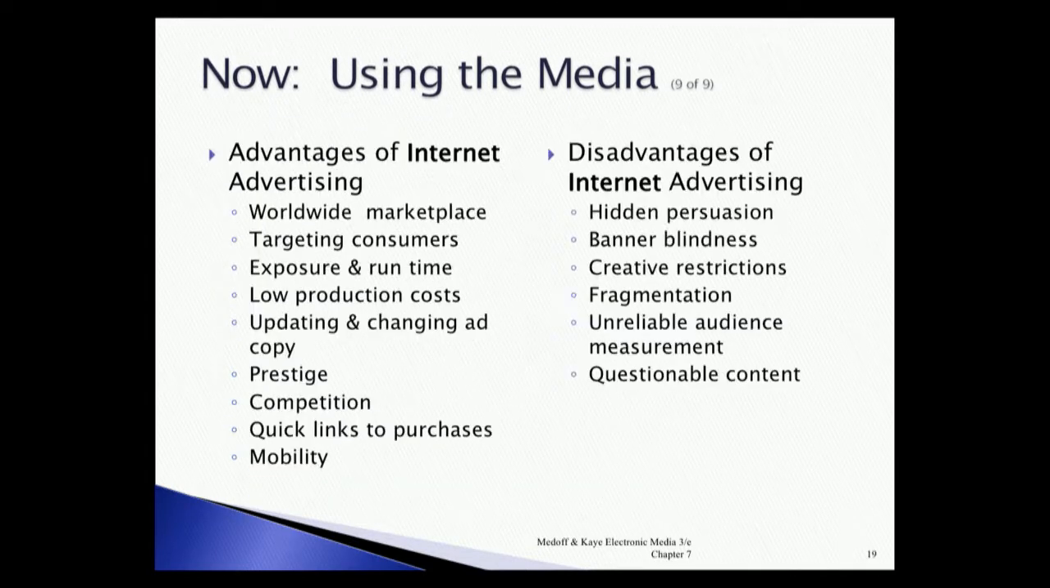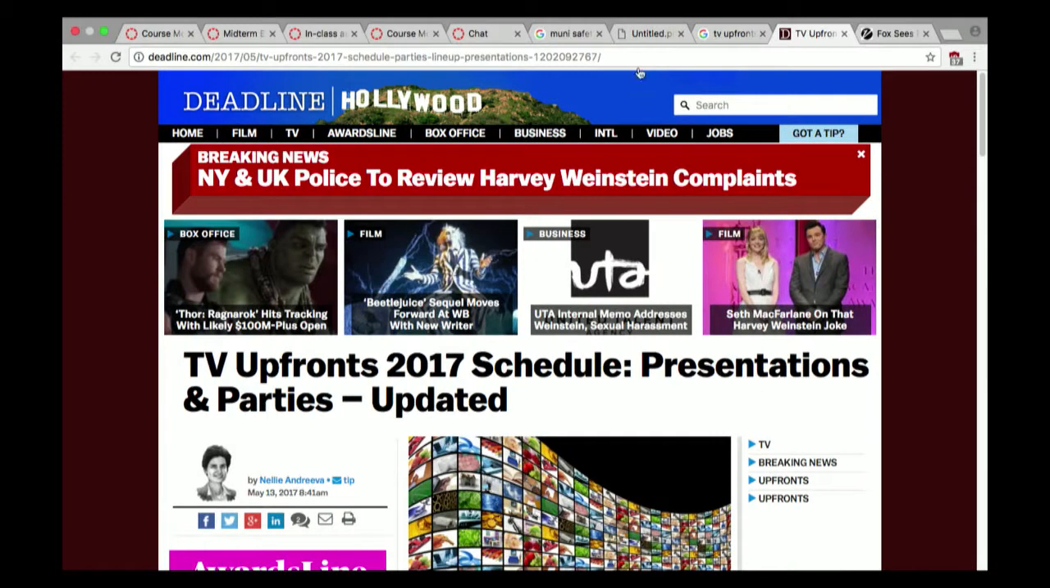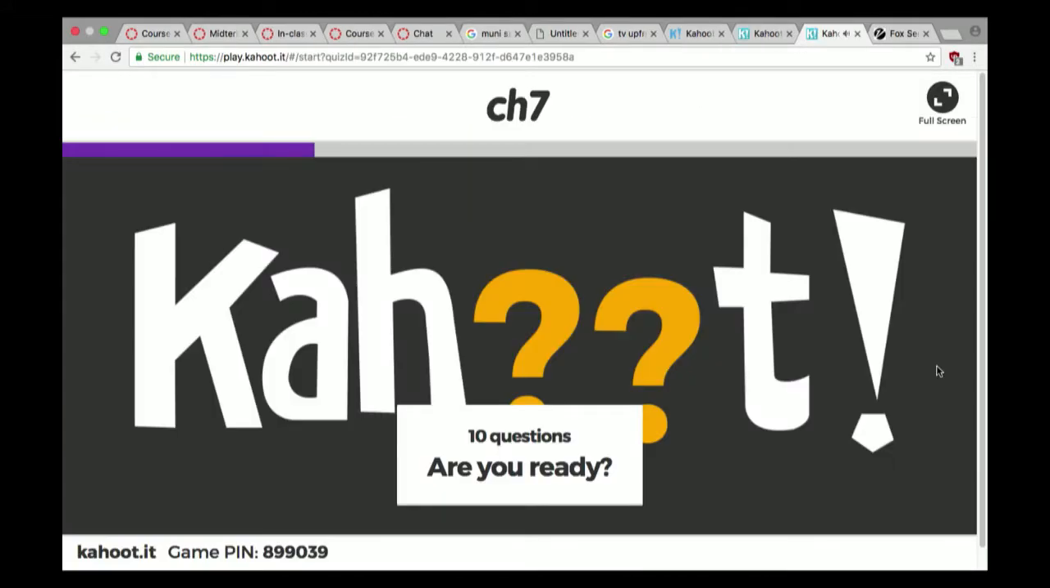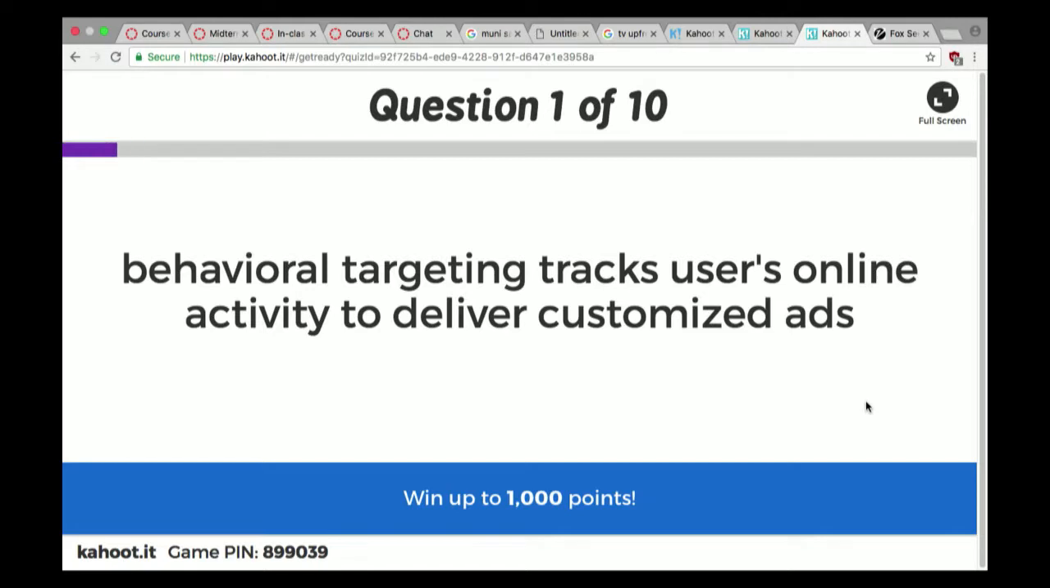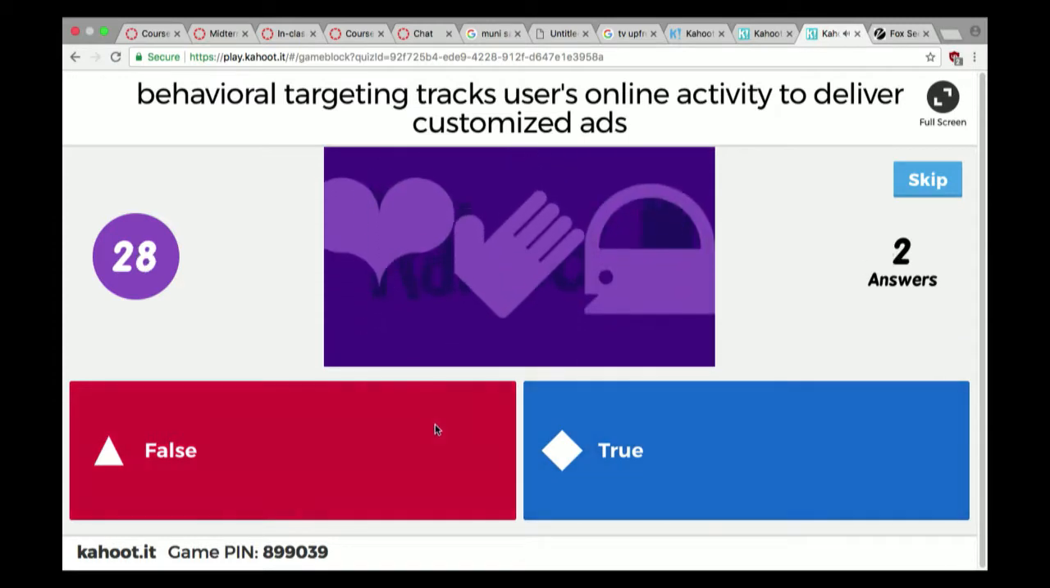Whoa, internet advertising, my goodness. Because what we want to do now is play a Kahoot and see if I manage to hit even remotely all of the things that I was hoping to hit here. So here we go for a Kahoot. Get in. Are you ready? Some people may be still outside just watching. Behavioral targeting tracks users' online activity to deliver customized ads. Okay, well, hang on a sec.